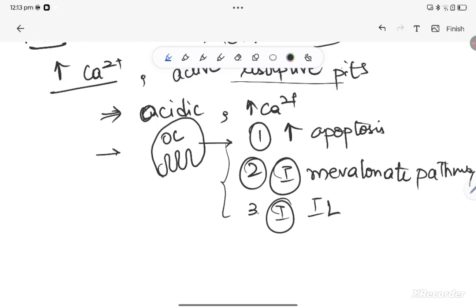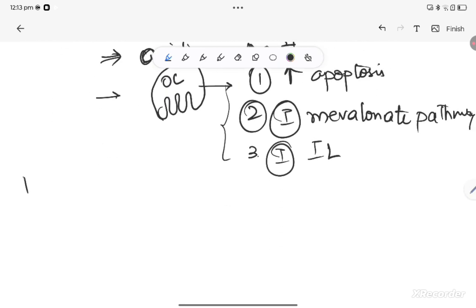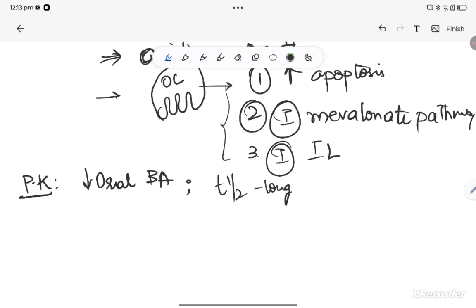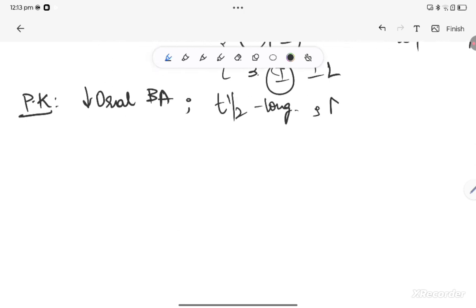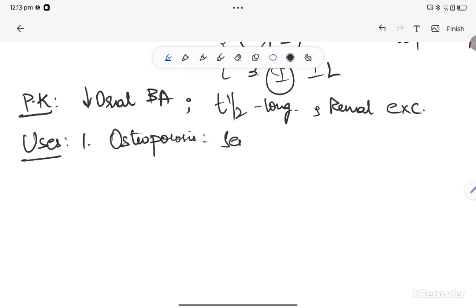Now, let us talk about certain important pharmacokinetic features. Most importantly, they have very low oral bioavailability, and because of their very high affinity to calcium, they have a long half-life. They are excreted through the kidney, by renal excretion. Now, where are they used? Obviously, osteoporosis. Any osteoporosis, be it senile osteoporosis, steroid-induced osteoporosis, or postmenopausal osteoporosis, the treatment of choice is bisphosphonates. Second one is hypercalcemia of malignancy.